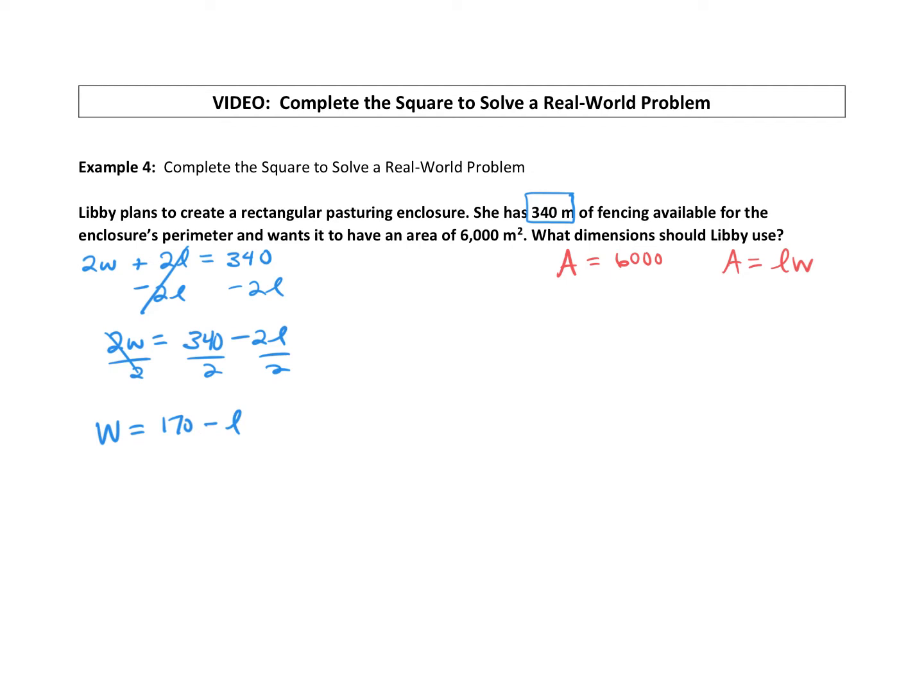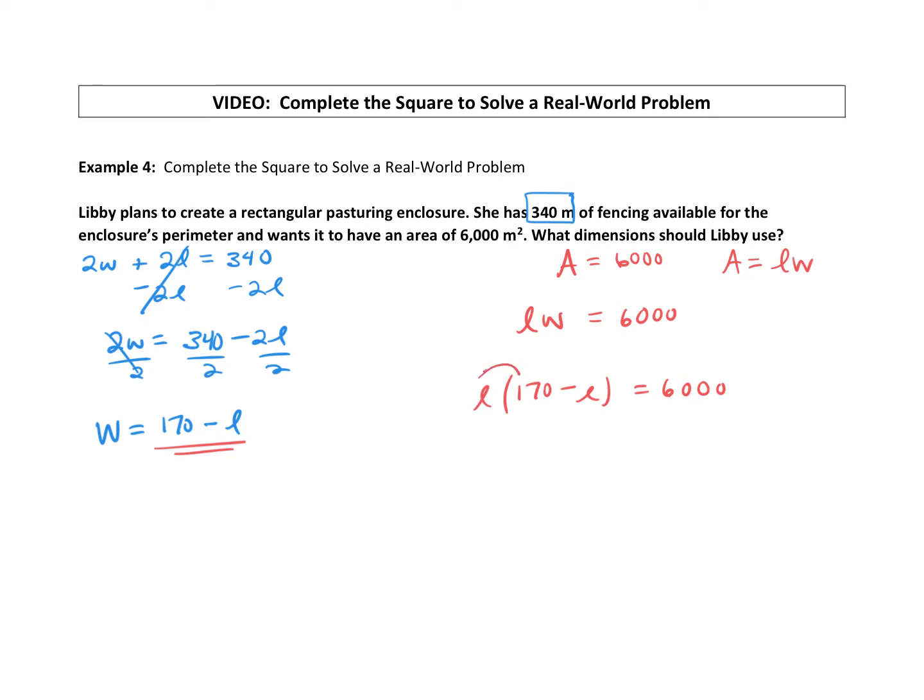So if we come over here to the right, our area equals 6,000. Let's plug in. Area is length times width equal to 6,000. We know that the length is L, and the width we just defined as 170 minus L equals 6,000. So let's go ahead and multiply this out. We now have an equation with all L's. So we're going to be able to find the length that we need, and once we know the length, we're able to get the width because we'll just take 170 minus the length.